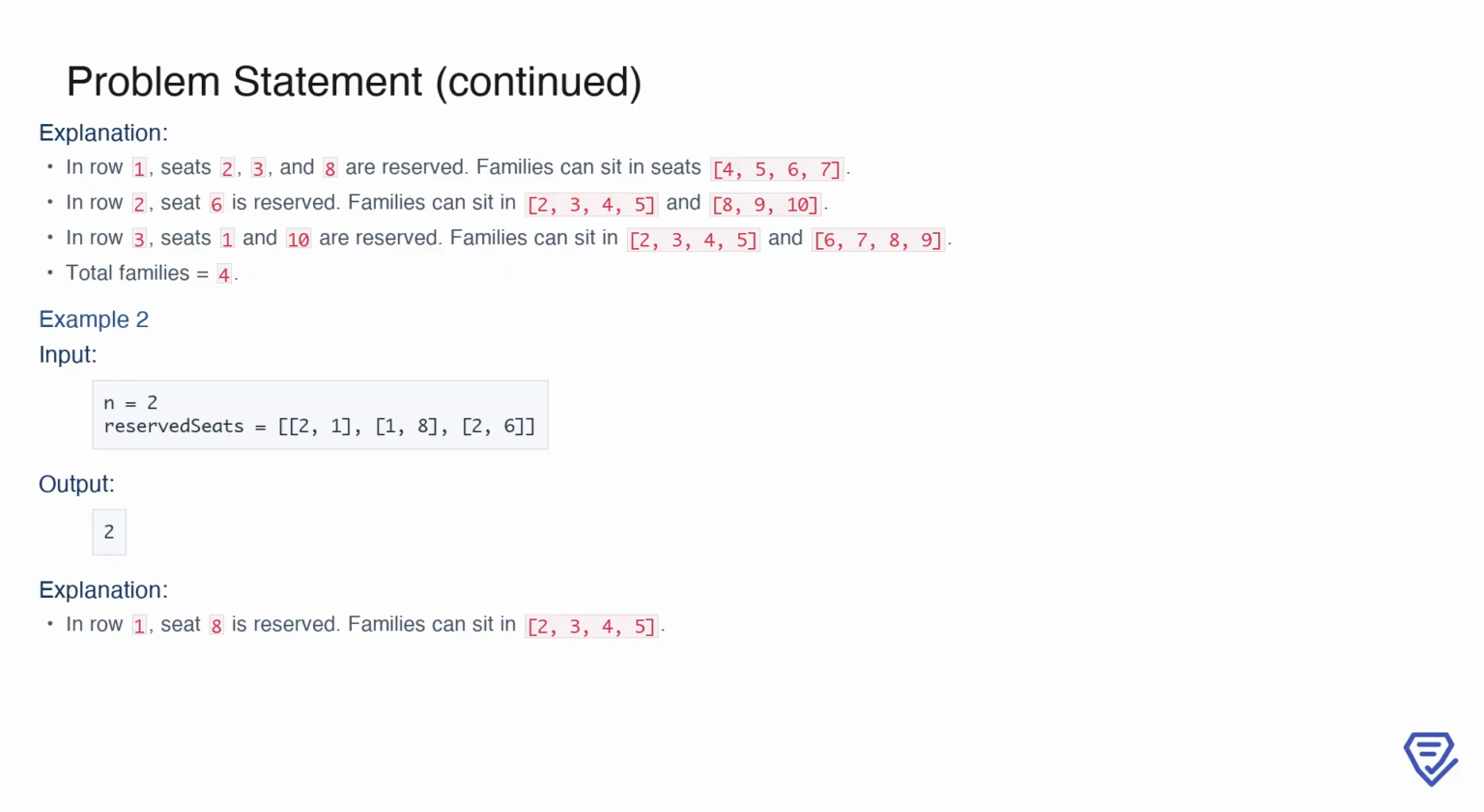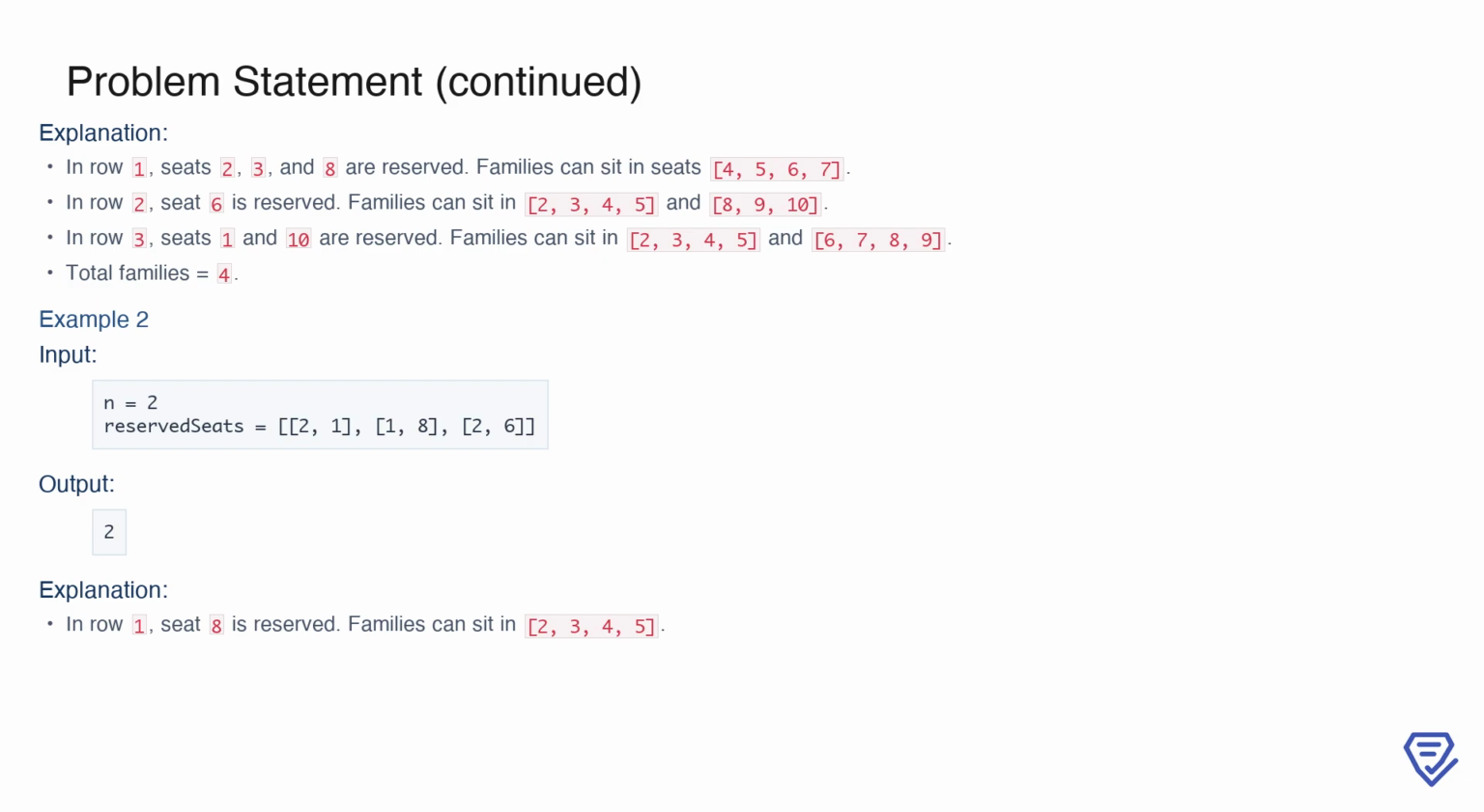In row 1, because seats 2, 3, and 8 are reserved, the only block of 4 contiguous seats available is 4, 5, 6, 7. In row 2, even though seat 6 is reserved, 2 valid blocks of seats remain: 2, 3, 4, 5, and 8, 9, 10. Row 3 has seats 1 and 10 reserved, but there are still 2 valid blocks: 2, 3, 4, 5, and 6, 7, 8, 9. This gives us a total of 4 families across the 3 rows.